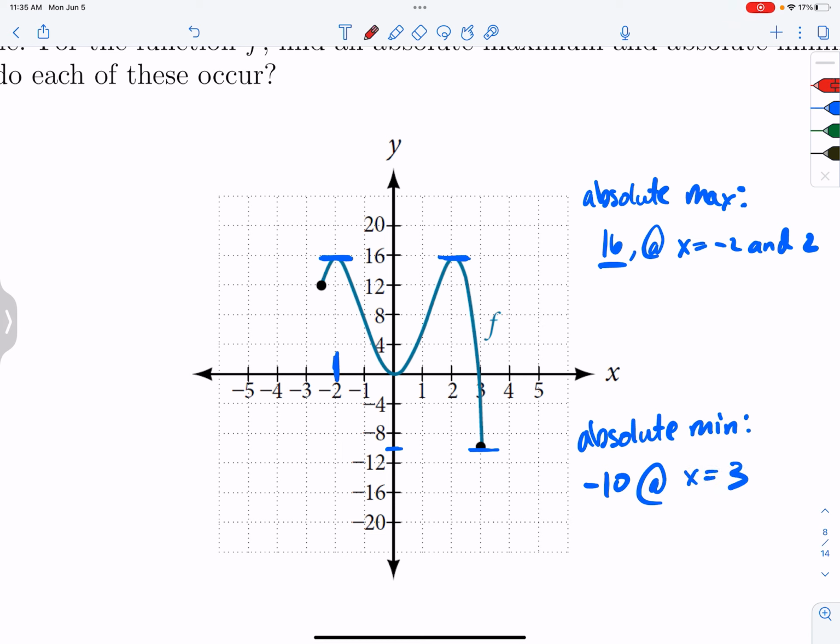Now, something interesting is happening down here. At 0, 0, that looks like that's a local min. So this right here is a local minimum value. It's a place where the graph goes from decreasing to increasing. But it's only local. It's like if we're going on a hike and we go down a valley, it's not the lowest part of the hike, but it is a low point within the hike.